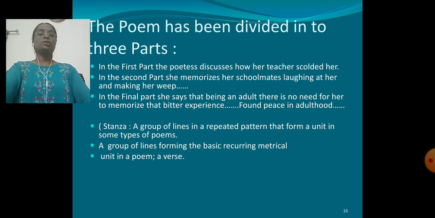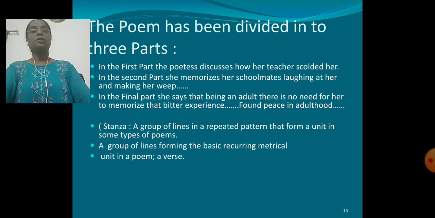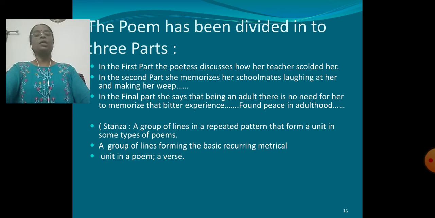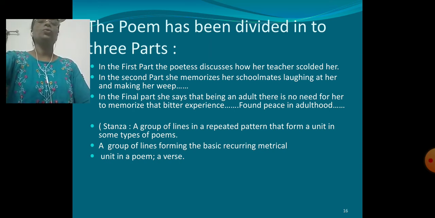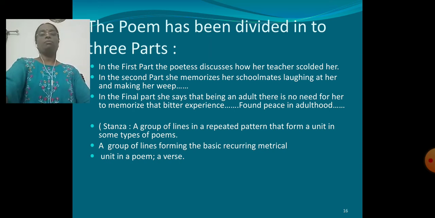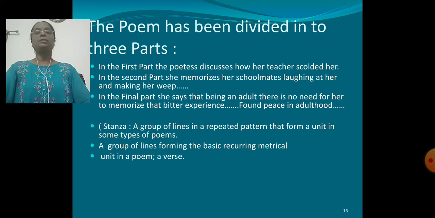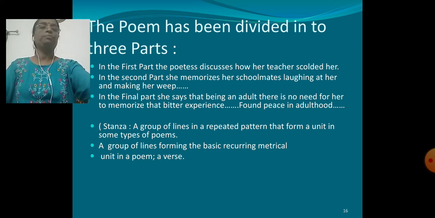So here in this poem, two stages of life are described. The first stage is the very immature, tender and sensitive age, that is childhood. The second stage is the mature period of life, the mature adulthood, which is described by the poetess in this poem.